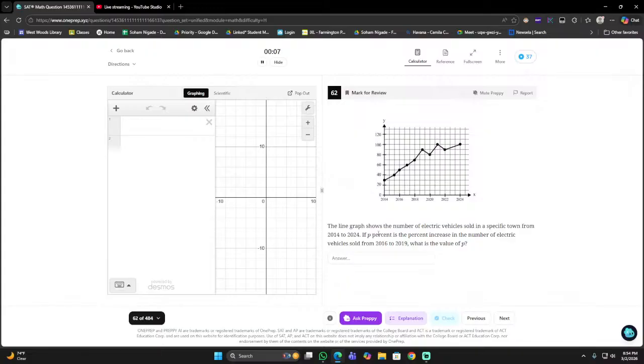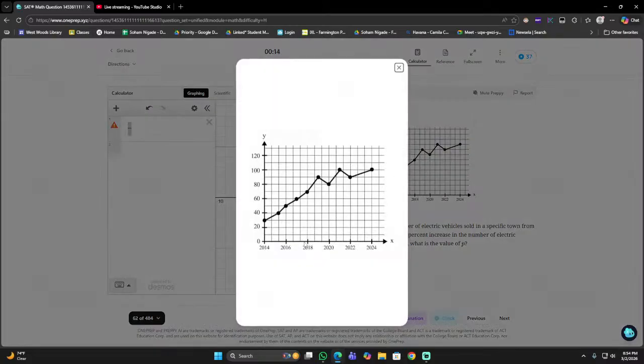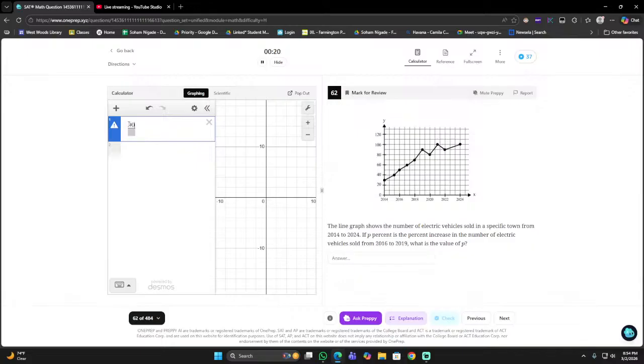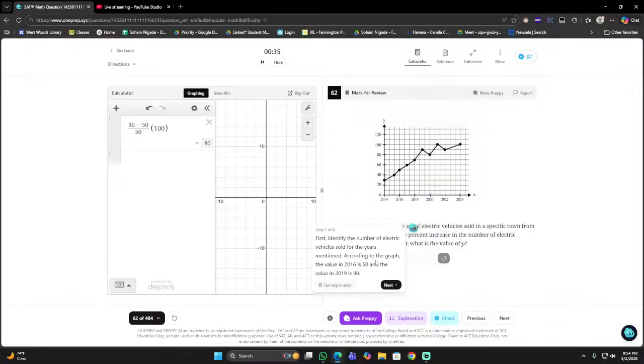2016 to 2019. 2016, 2019. 2019 was 90. New minus old, which is 50, over old. Hopefully. W.